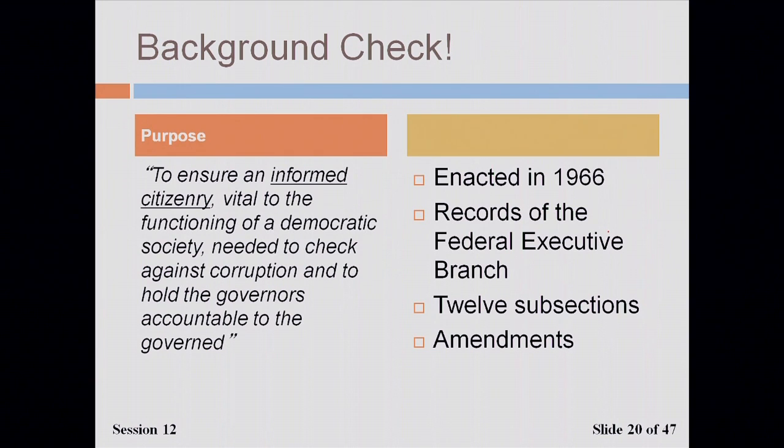And like I said, it was enacted in 1966. It applies to records of the federal executive branch, which includes the federal government agencies. It is composed of 12 sections, and a part of those 12 sections are 9 different exemptions that I'll cover a little later, but 9 exemptions that are relevant to those subsections.